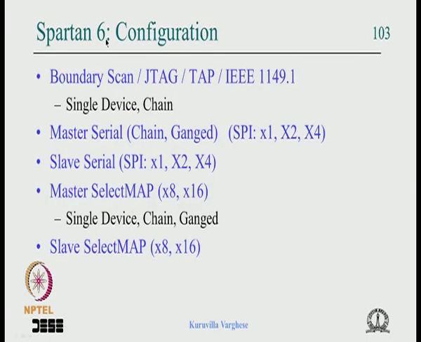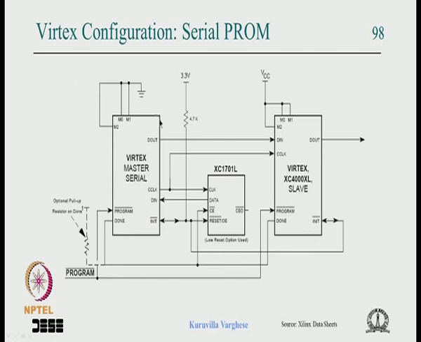I just briefly mentioned this because different extended versions of the Virtex configuration are available in recent FPGAs. So I have taken an example of Spartan 6. It is true of Spartan 6 or Virtex 6 or Virtex 7 or any of the 7 series FPGAs. So you have boundary scan, which is a JTAG port which can configure a single device, or like we have seen in the serial mode, you can chain multiple devices through the JTAG, exactly like what we have seen here.